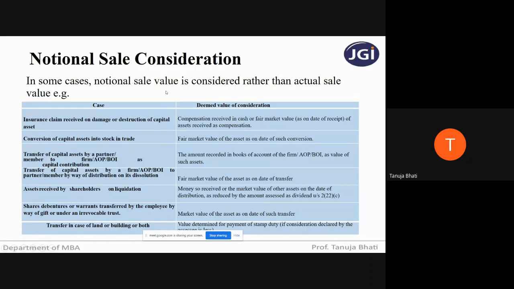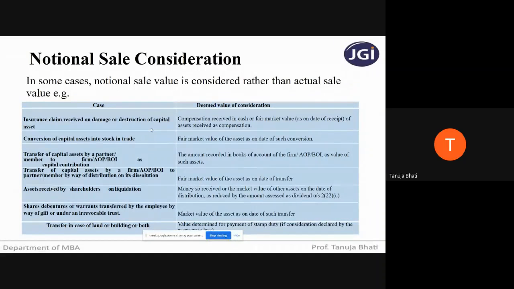In some cases, notional sales value is considered rather than actual sales value. So these are the different types of situations, 7 situations or cases, where you're going to take notional sale consideration as the sale consideration and not the actual sale value. So first, insurance claim received on damage or destruction of a capital asset. When your capital asset has been damaged or destroyed, what happens in that particular situation?